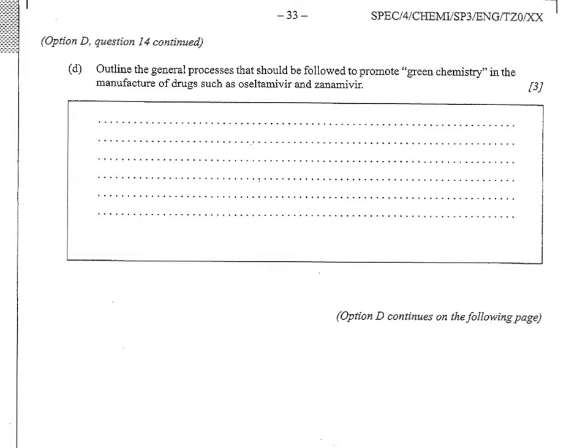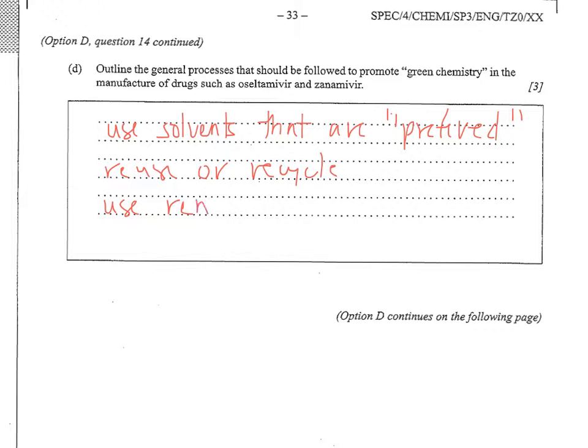Part D: outline the general processes that should be followed to promote green chemistry in the manufacture of drugs, such as these antivirals. 3 of the big issues with pharmaceutical drugs is, first of all, using solvents that are preferred. So using safe solvents, safe for the environment, safe for the workers. So using solvents that are on the preferred list. Reuse or recycle the waste to get maximum production. And use renewable resources where possible.